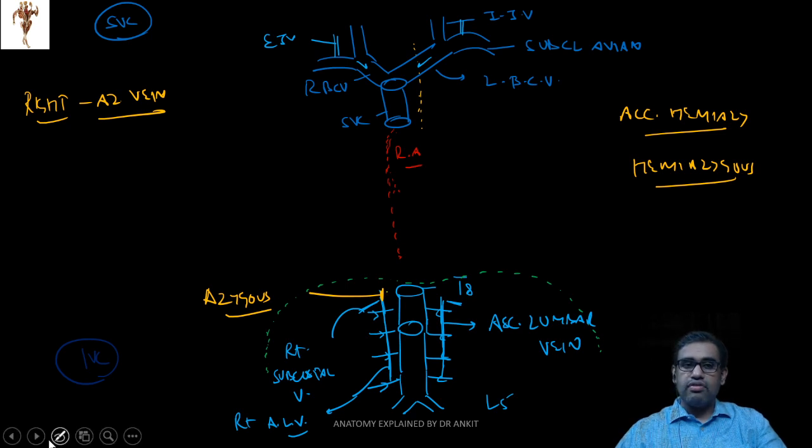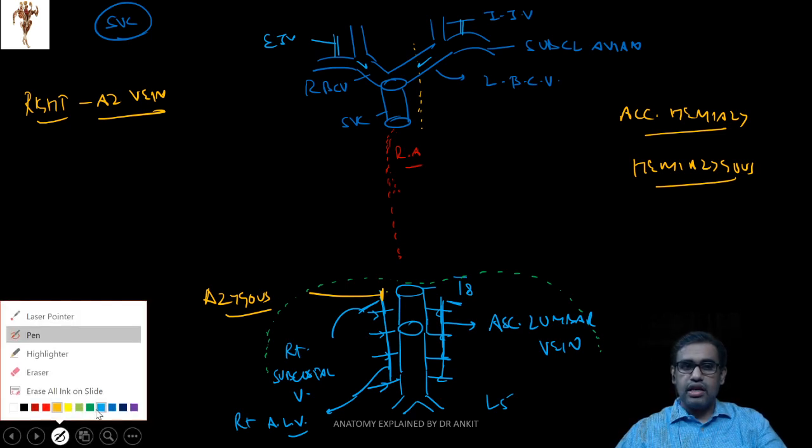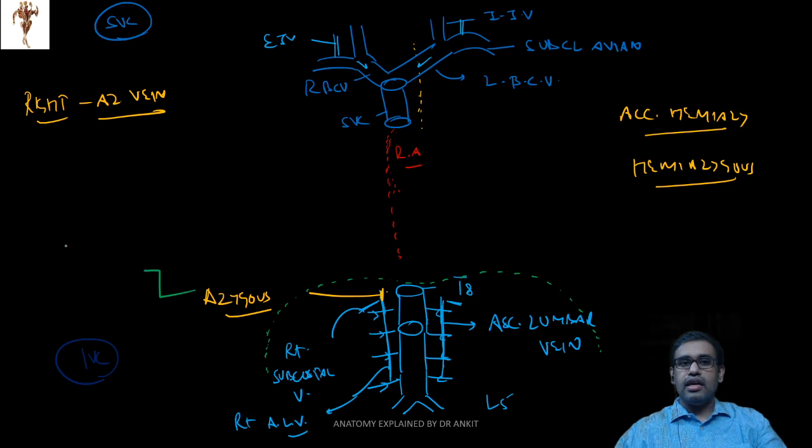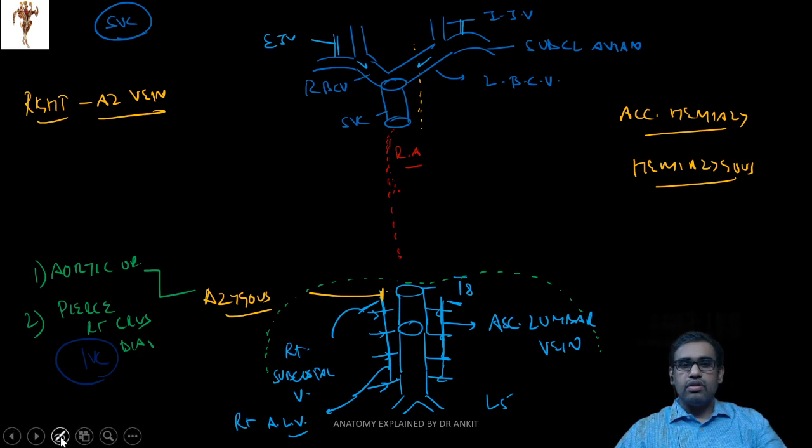So how does it enter the diaphragm? There are two ways in which it can enter the diaphragm. It can either pierce the diaphragm while passing through the aortic opening. That is option number 1. And option number 2 is, if it doesn't pass through the aortic opening, it will pierce the right crus of the diaphragm. So ultimately the point over here is that it reaches into the thoracic cavity.